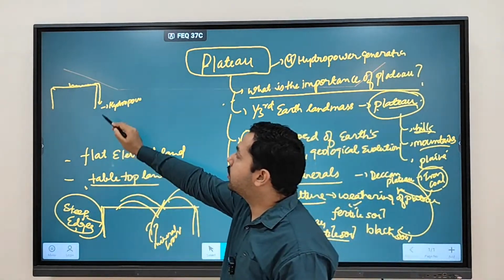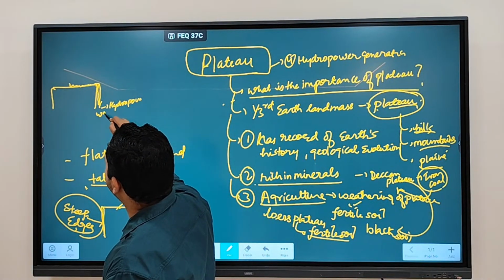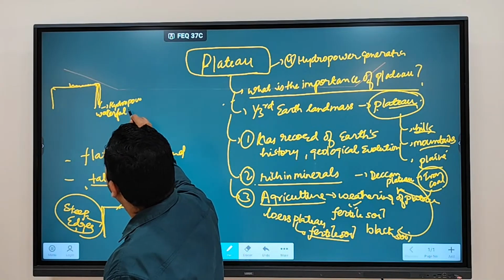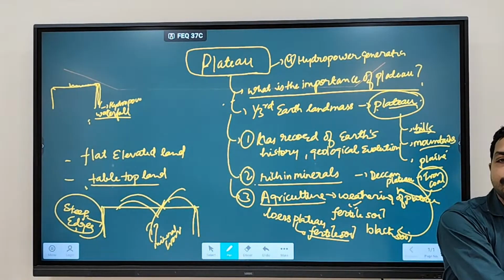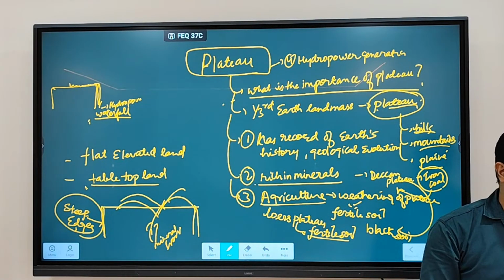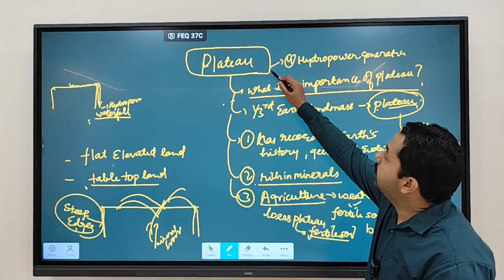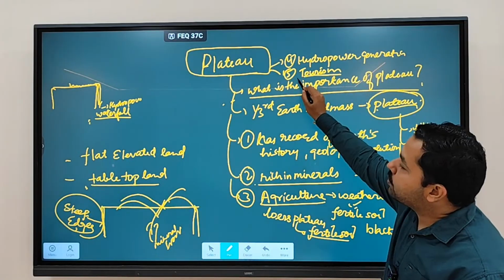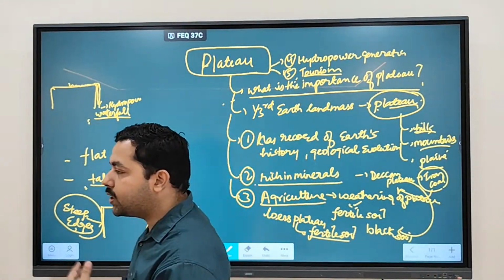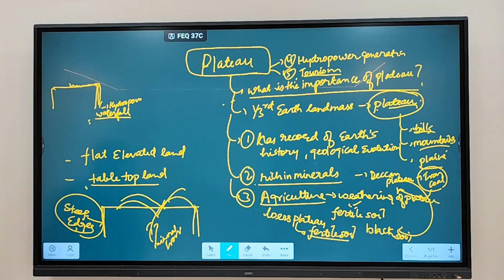And this also creates something. When the river falls at the edges, waterfalls are going to be created. Clear? So that's why it can provide the tourism aspect. It is important also for tourism, because it provides scenic beauty, it provides waterfalls, and some adventures also you can do over here. So it is important also for tourism. That is another importance of the plateaus.